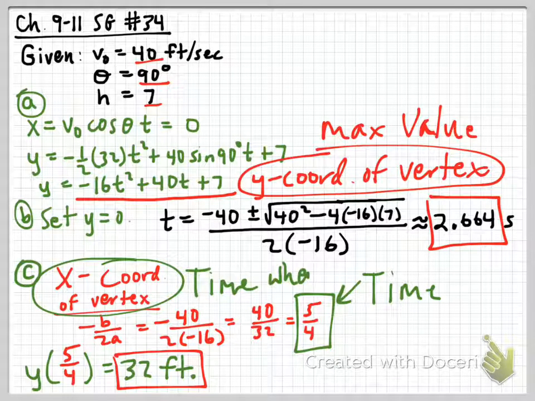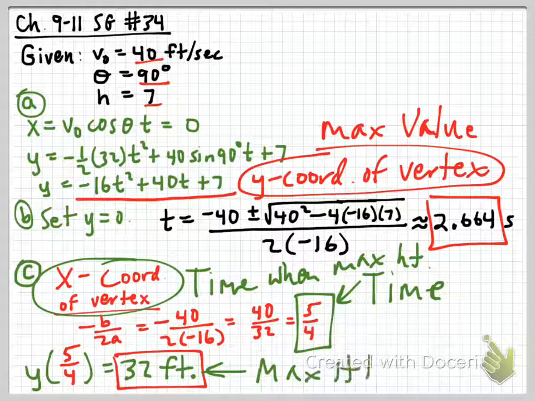when max height. That's a nice sentence, isn't it? Time when max height. Hopefully you understand what that means. See me if you don't. So that's the time. That answers that part of the question. And then the maximum height is actually the 32 feet. There's your max height. So we're done. That's it.